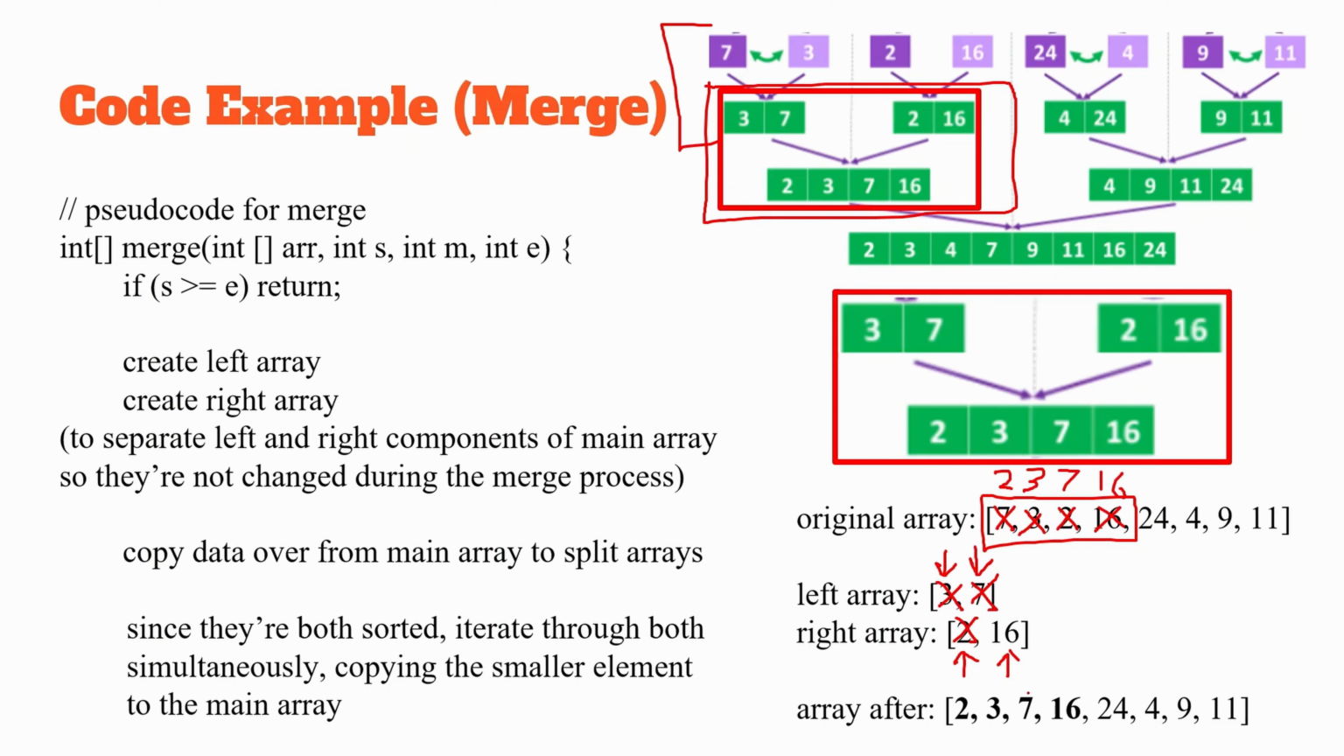So now we can see the first 4 elements of the array are sorted. And eventually, after this entire right half of the array is sorted, then the left half and right half will merge to recreate the original array, but now the entire array will be sorted.